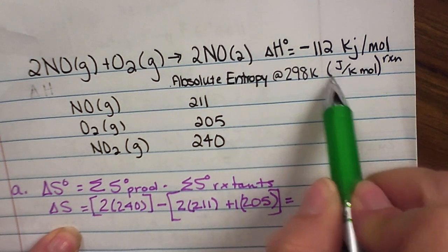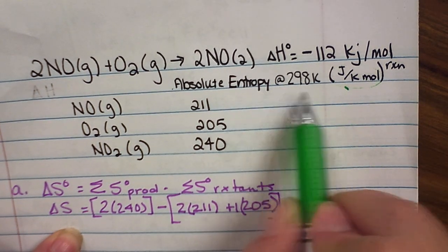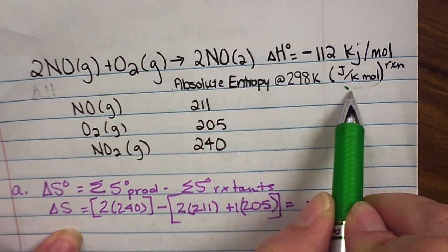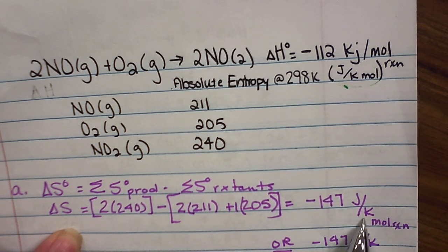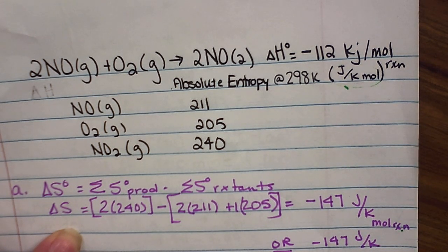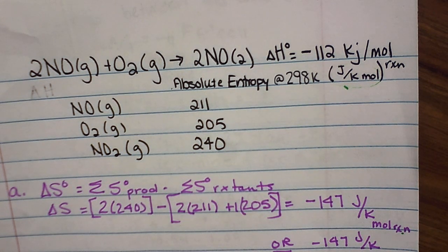So look right up here. The delta H might be given to you in kilojoules, but your absolute entropy has to be given to you in joules. You're going to be given joules per Kelvin per mole, and your answer is joules per Kelvin per mole. Because this is per mole of reaction, you could even just be given joules per Kelvin for S. But it's got to be joules. Ultimately you can convert it, but it's going to be given to you in joules. The standard is joules, all right?